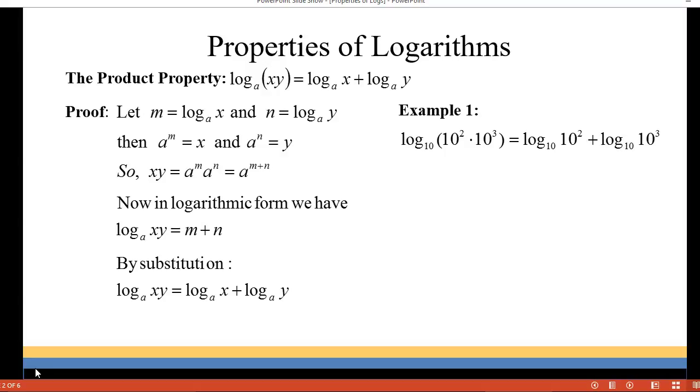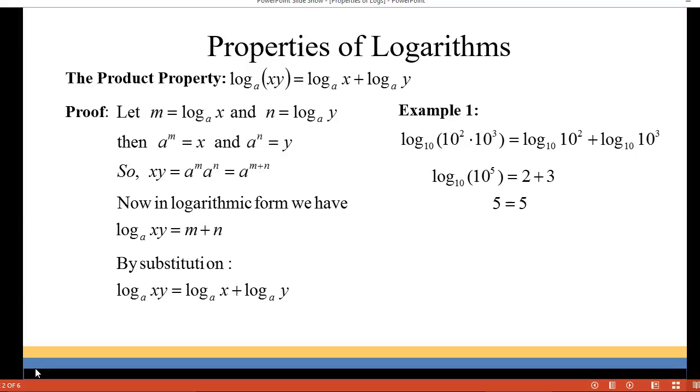Let's suppose we had log base 10 of 10 squared times 10 cubed. By the property, that would be equal to log base 10 of 10 squared plus log base 10 of 10 cubed. Let's check both sides. If you have 10 squared times 10 to the third, you would add the exponents and get 10 to the fifth. Then we're going to evaluate log base 10 of 10 to the fifth. Well, of course that's 5.